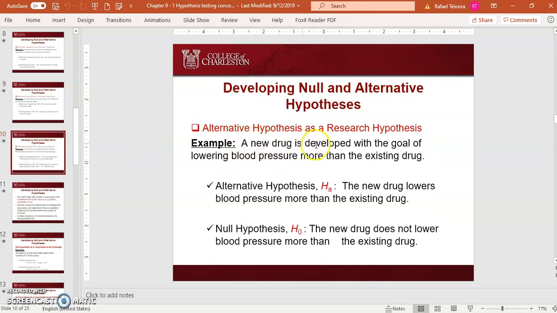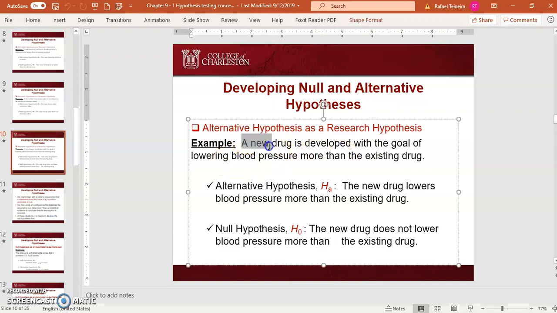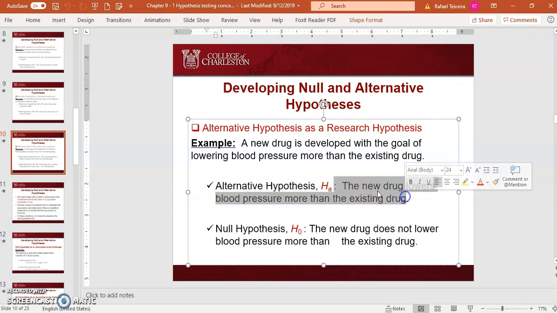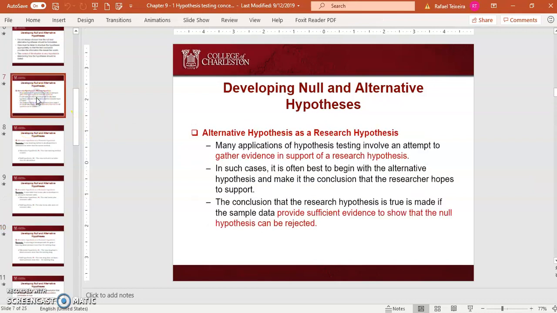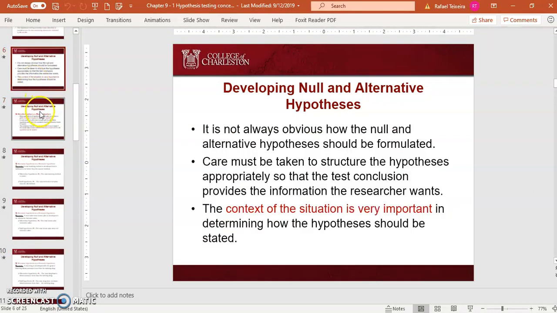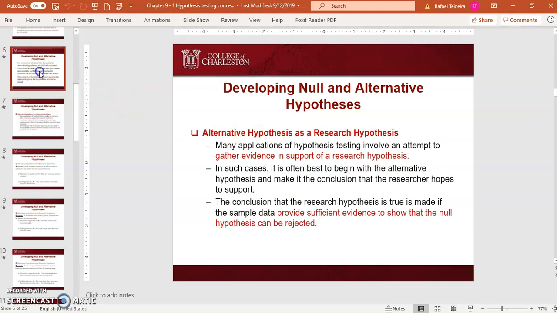Here again, a new drug is developed with the goal of lowering blood pressure. So I want to prove that the new drug lowers blood pressure. So my null hypothesis is that the new drug doesn't do anything better. The new drug does not have any effect. Okay, so the new drug does not do anything. The alternative, I want to prove the new drug lowers blood pressure. Okay, so this is what I have in these previous slides.